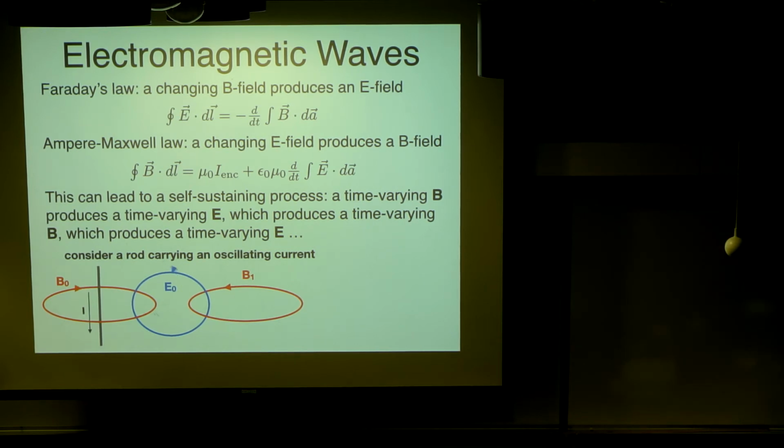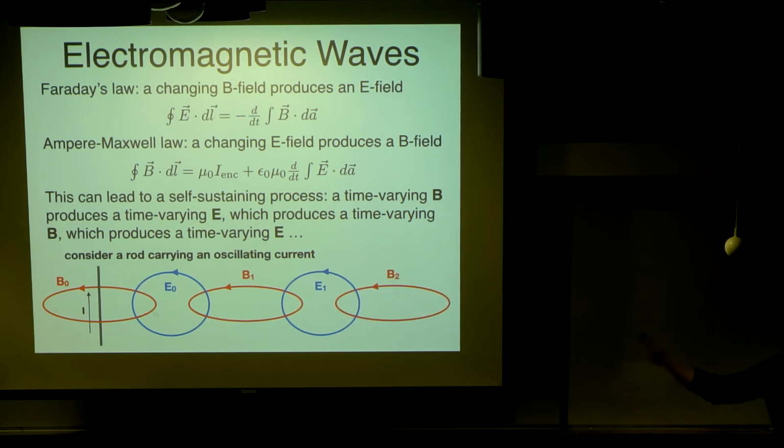And just imagine another cycle. The current flips back to down, so all these directions flip. Now, in this region over here, we have a changing B field. That gives you an E field. And the current flips again, all these directions flip, and now we produce a B field. And this just keeps happening, okay?